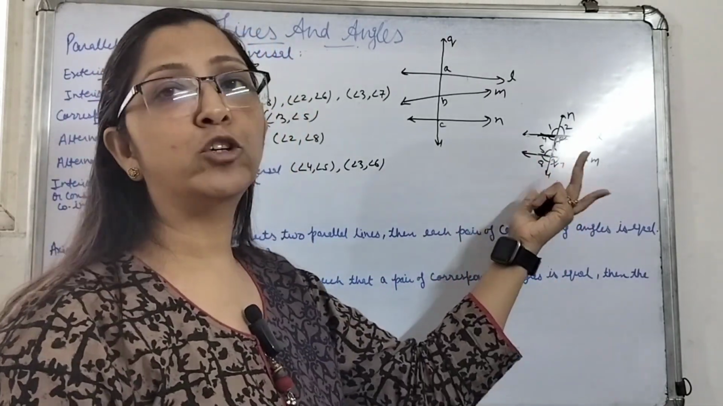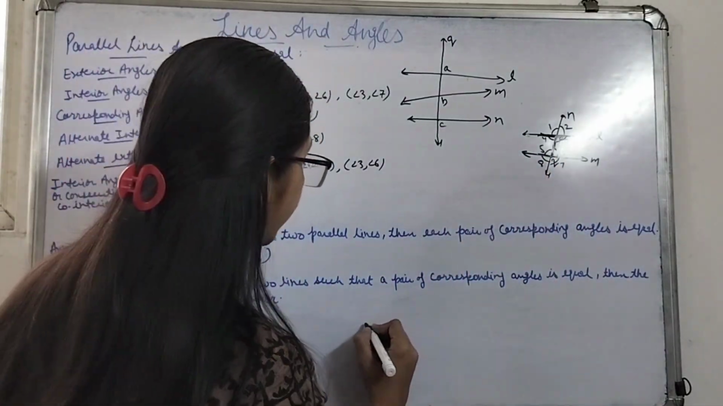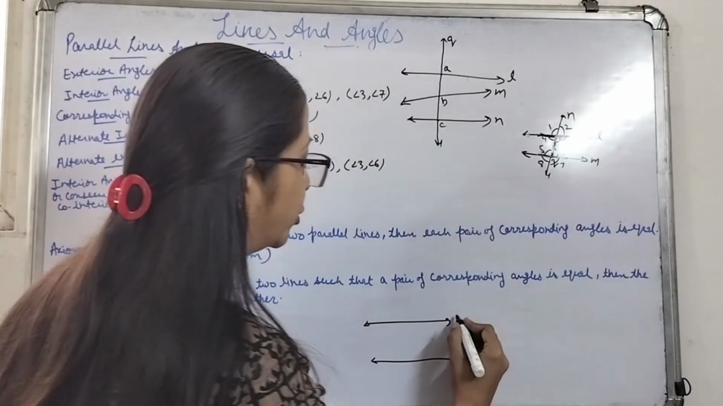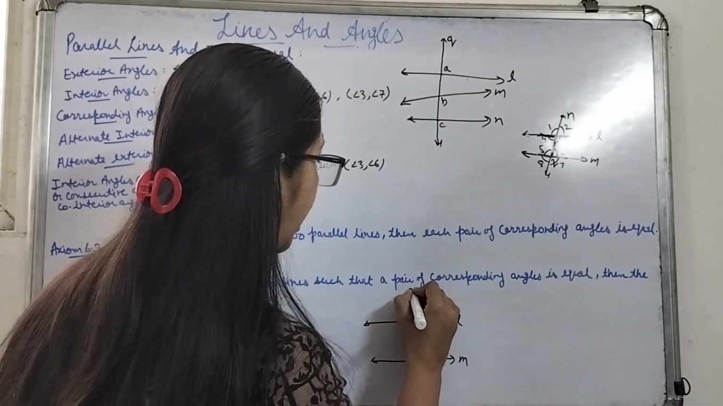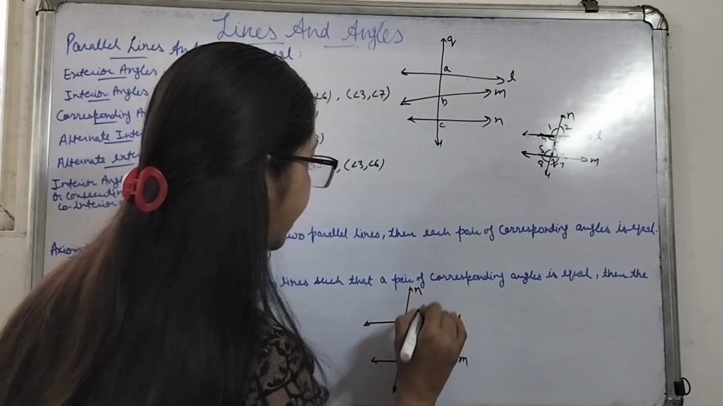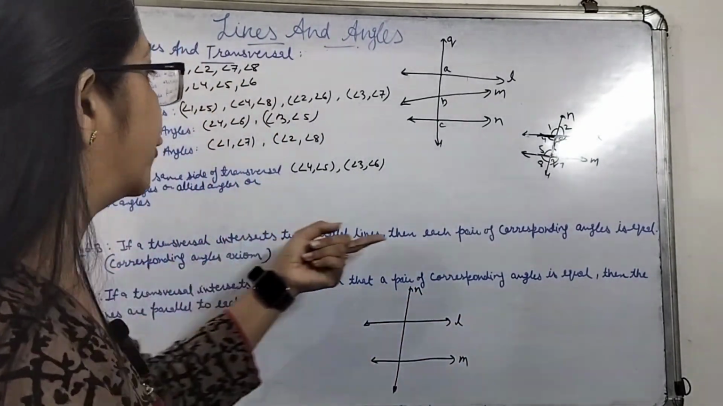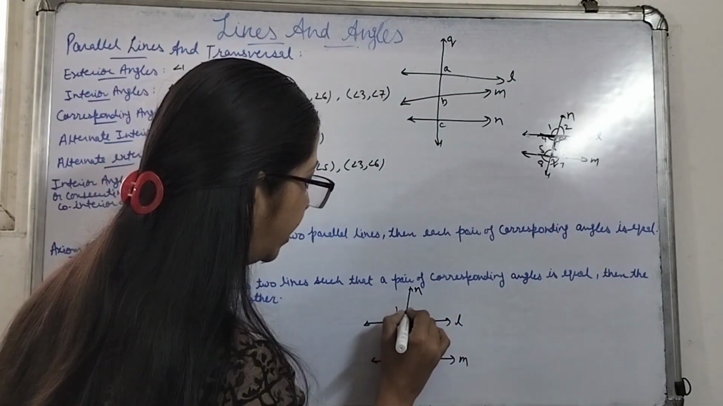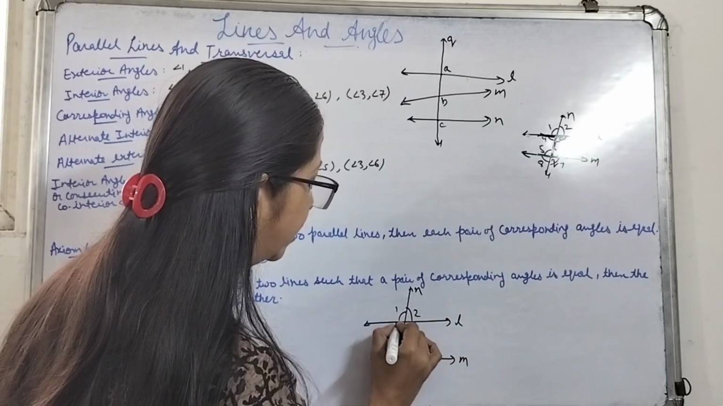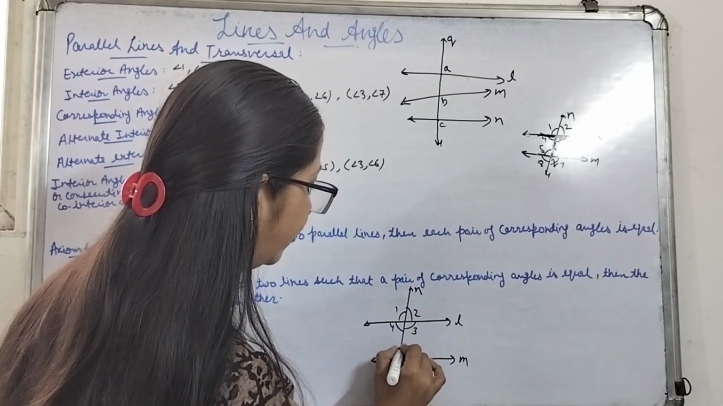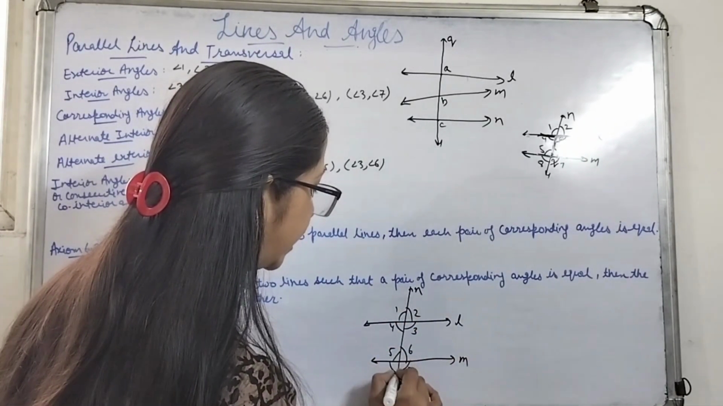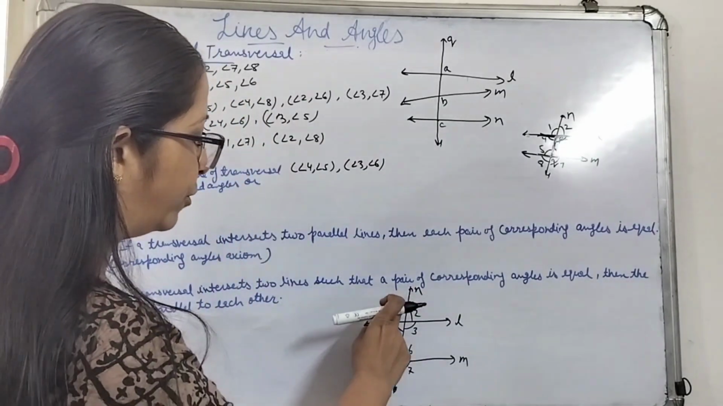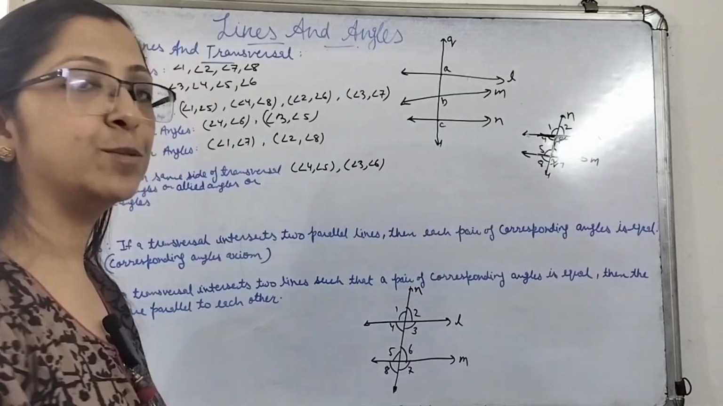It could be parallel, it could be intersecting also. But if the two lines are parallel to each other, this is your L, this is your M, and it is the transversal, say N, then the pair of corresponding angles is equal. So first of all, we are naming the angles 1, 2, 3, 4, 5, 6, 7 and 8. Just now we have seen what corresponding angles are. Angle 1 and angle 5, they are corresponding angles.